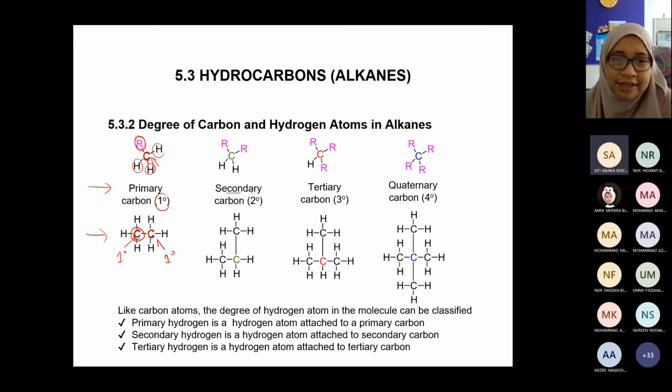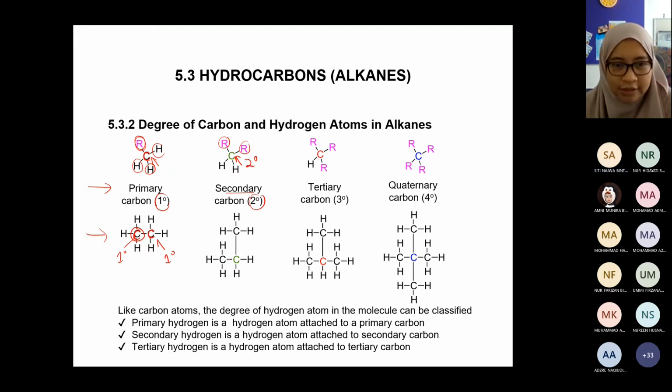Secondary carbon on the other hand, this targeted carbon is attached to two alkyl groups or two groups of carbon. Attach kepada dua group of carbon kan. So dia adalah secondary lah. Secondary, because dia attach kepada two groups of carbon. So this is a secondary carbon.